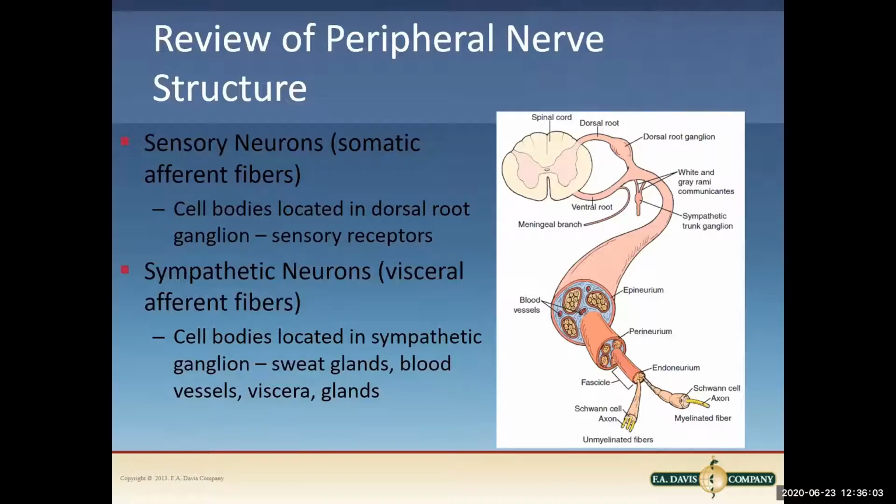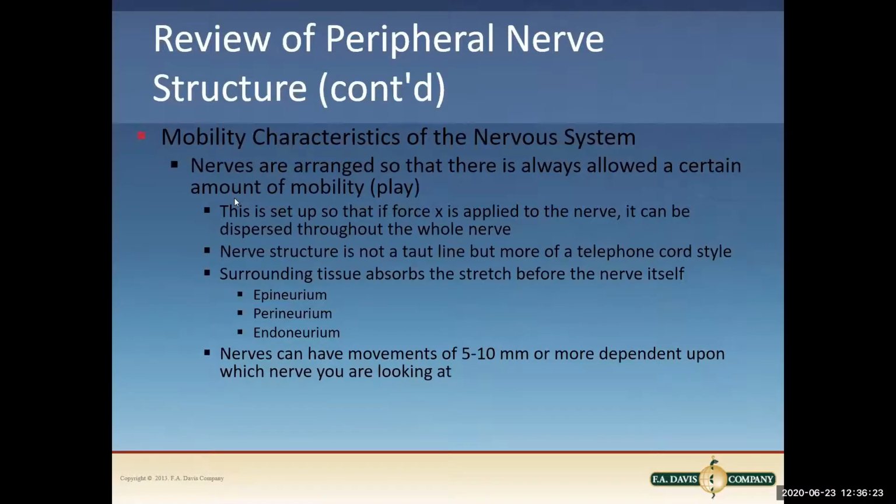Your main sensory nerves are located out in your body, and they allow your main senses to occur. Your sympathetic or visceral afferent fibers are located in the body here, and they allow us to react to our environment. Sweat glands are an excellent example. Blood pressure, the blood vessels with blood pressure. Our viscera, our guts, right? And then our glands to release our hormones. Just a very brief overview of it.